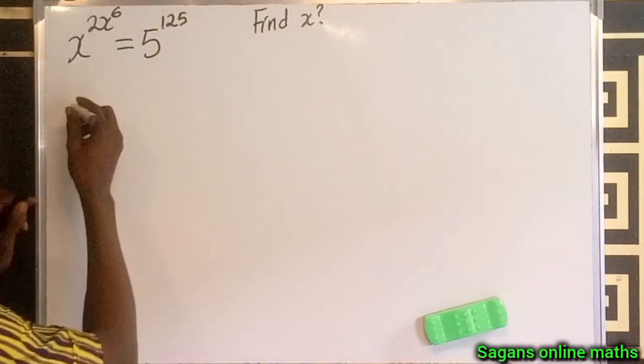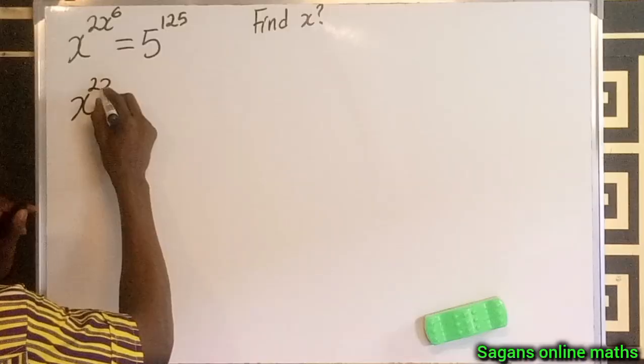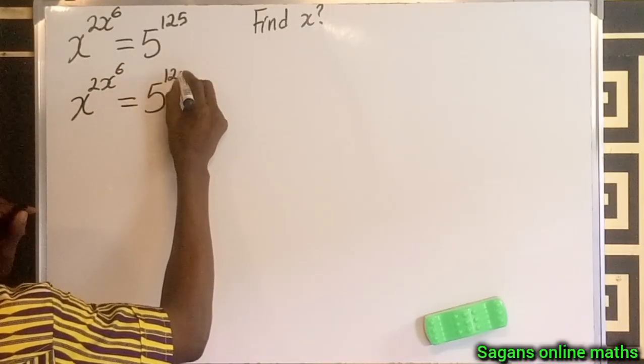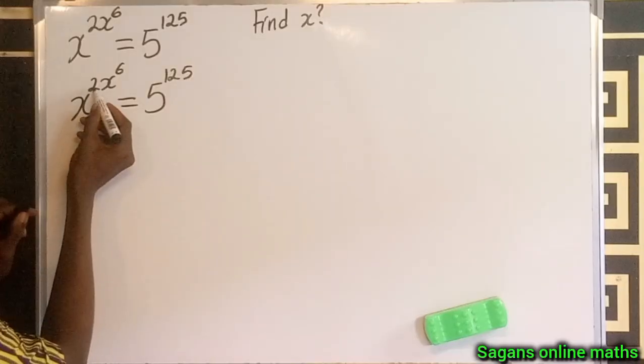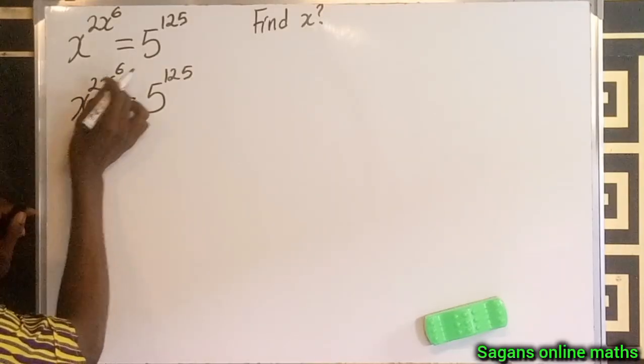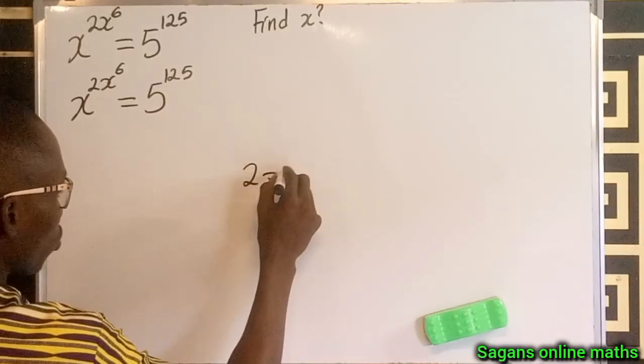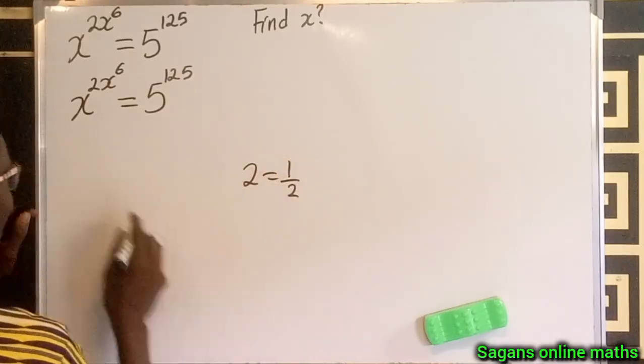Now we have x to the power 2x to the power 6 is equal to 5 to the power 125, right? Now I want to remove this 2 from here. For me to remove this 2, I have to multiply both powers by the reciprocal of 2. Take note, the reciprocal of 2 is equal to 1 over 2, right?